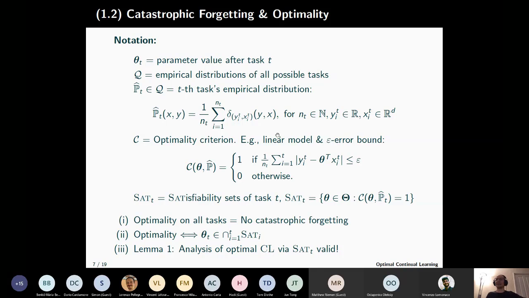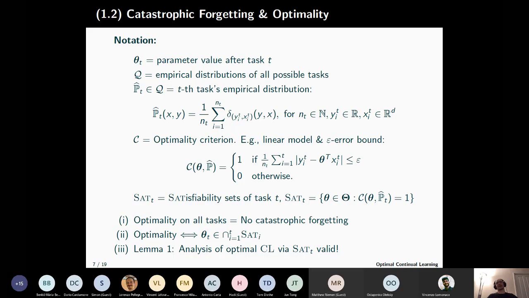the presentation, in a linear model, you could consider an epsilon upper error bound. So you could just consider the prediction error you make with a linear model and say, well, if that's larger than epsilon, then my criterion is violated. So I'll classify that as catastrophic forgetting, and otherwise I'm happy with the performance of my algorithm. Of course, much more sophisticated optimality criteria can be drafted up. This is just an example to give you the idea.